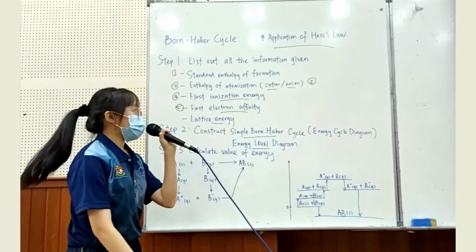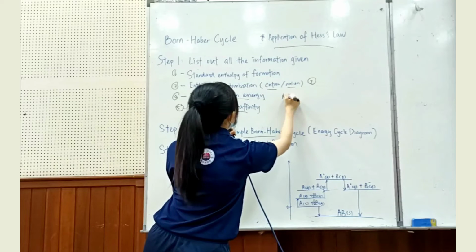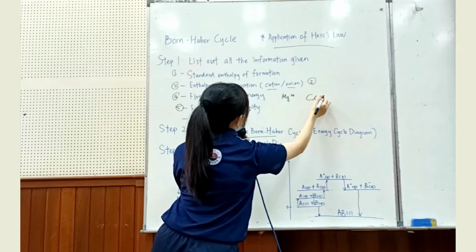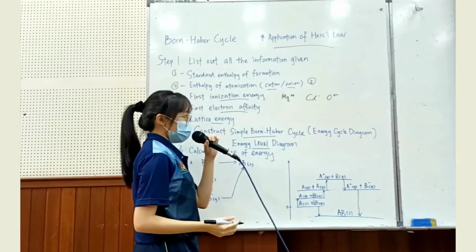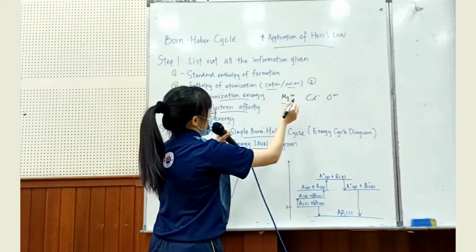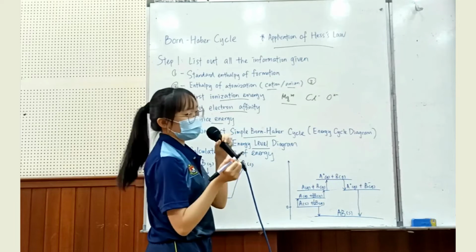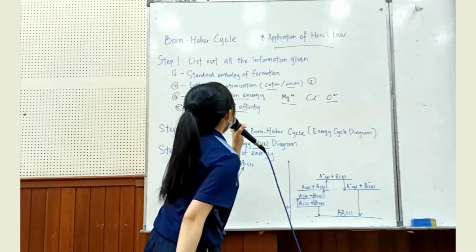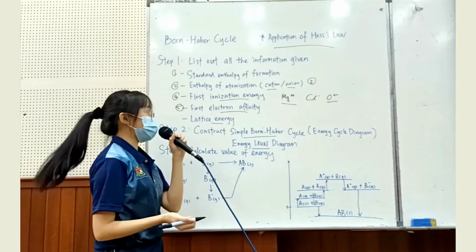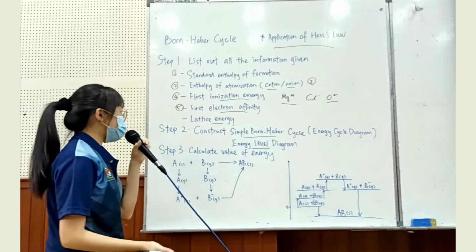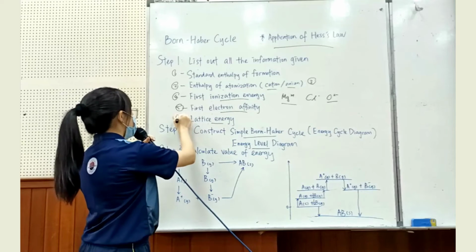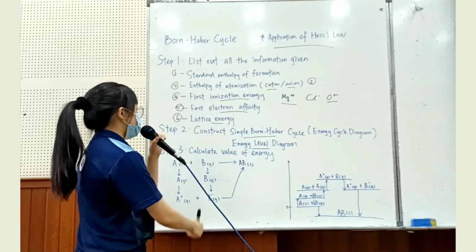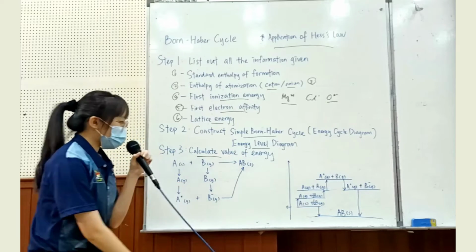Sometimes the question will give us Mg2+ or Cl- or O2-. When Mg2+ is given, it may have the first ionization energy and the second ionization energy. If O2- is given, it will have the first electron affinity and the second electron affinity. After having all this information, we may construct the Born-Haber cycle to calculate the value of energy.